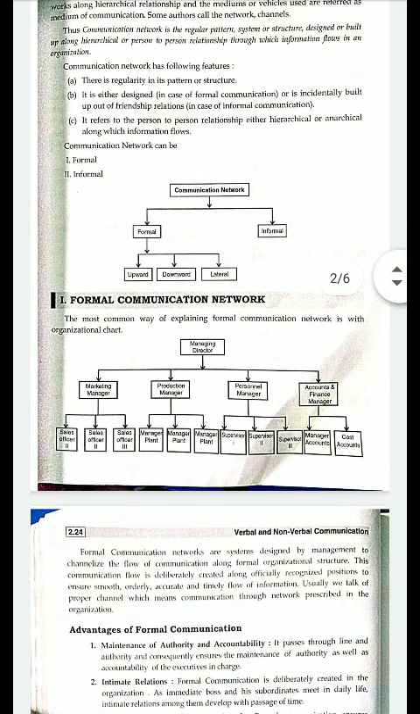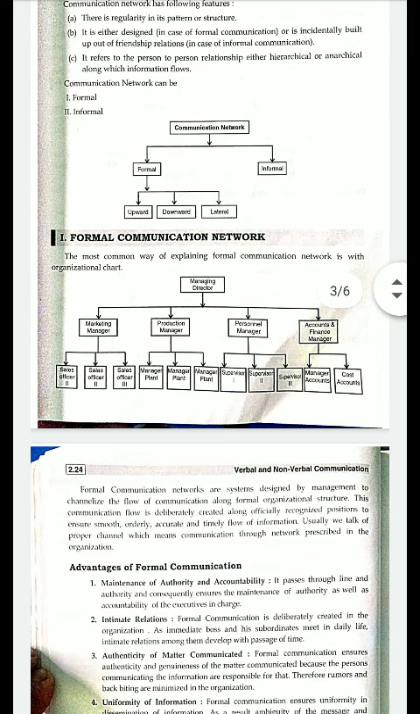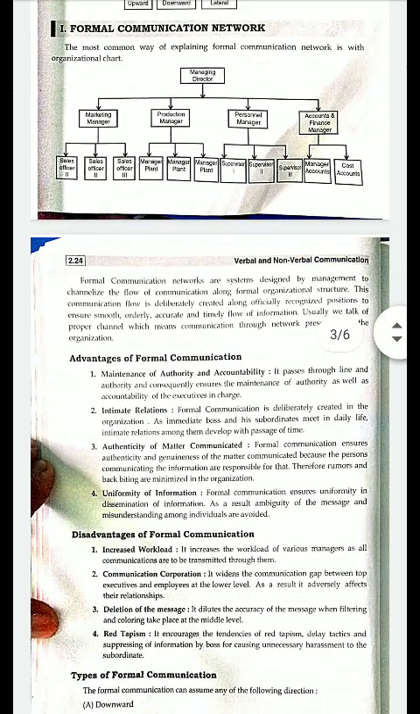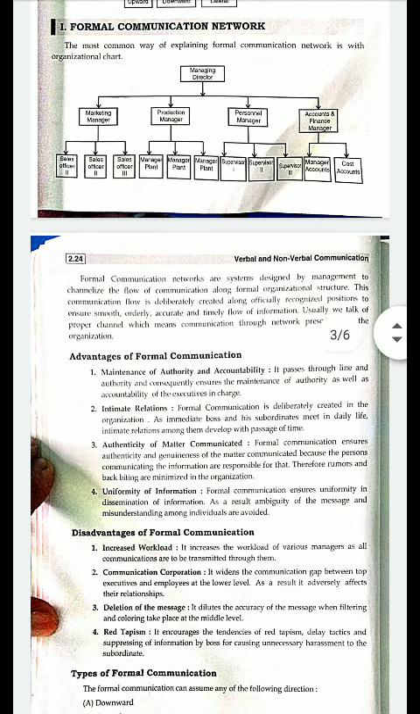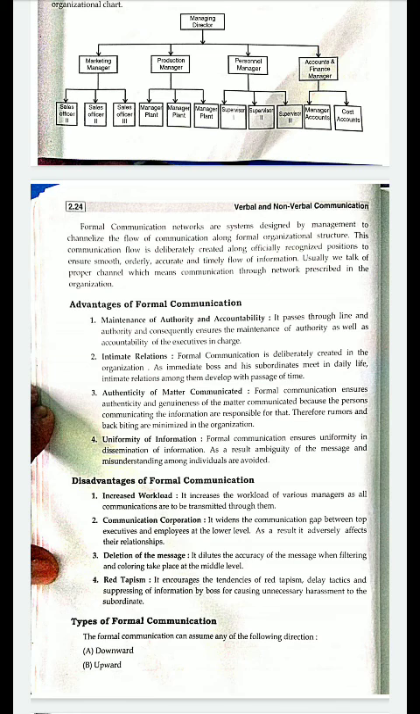The most common way of explaining the formal communication network is the organizational chart. You can see in the chart, first one is the managing director. The work is divided into various groups: the marketing manager, the production manager, the personnel manager, and the accounts and finance manager. These formal communication networks are systems designed by management to channelize the flow of information formally, in a systematic manner.